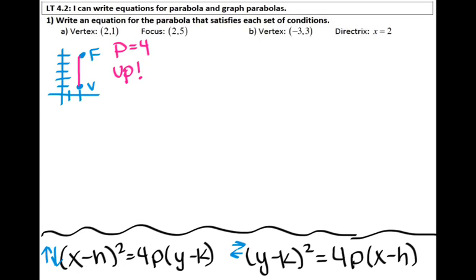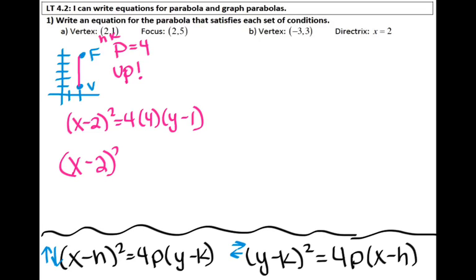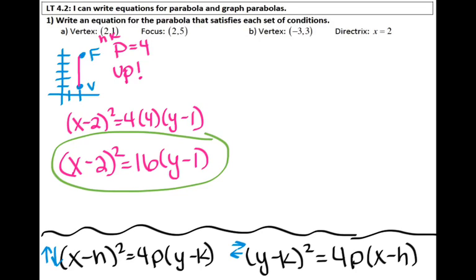I have my vertex. My vertex is (h, k), so now I can go ahead and write the equation. I have (x minus h) quantity squared equals 4p times (y minus k), and that leaves me with (x minus 2) quantity squared equals 16 times (y minus 1). And there's your equation for number 1.